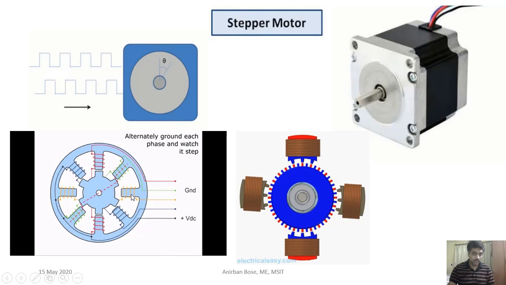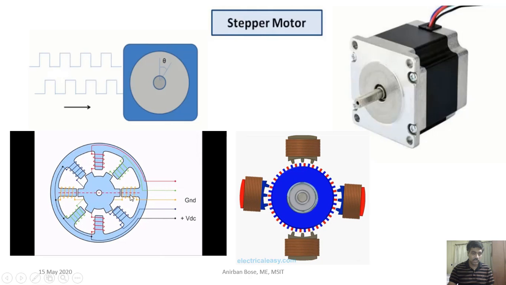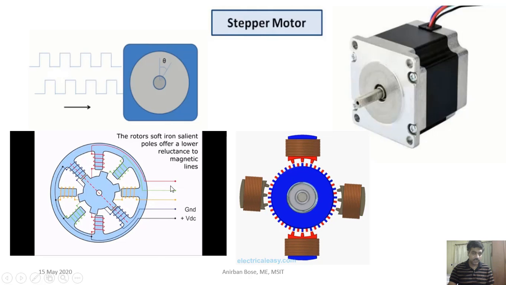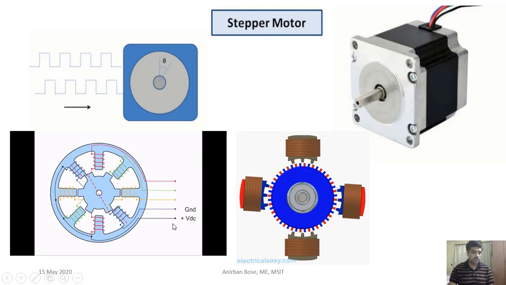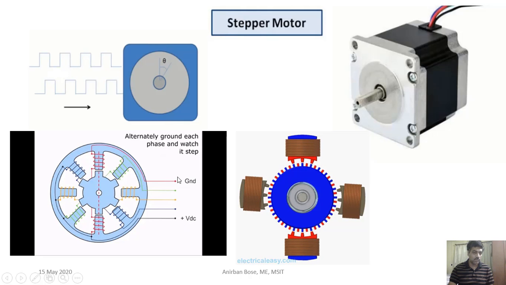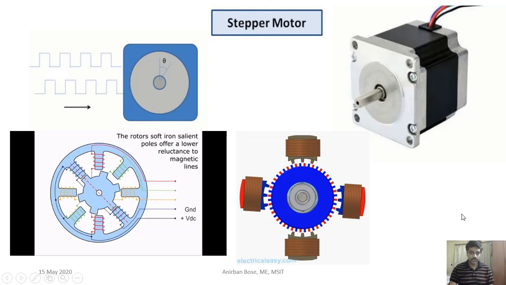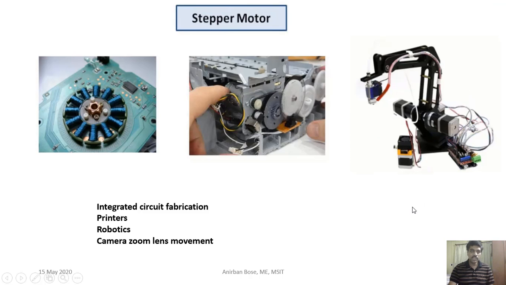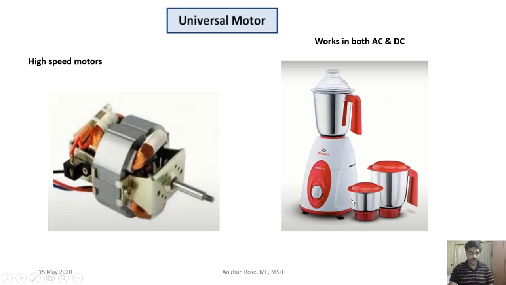Okay, here you can see the different electromagnetic poles are changed by changing their input, and this is controlled by some microcontroller. Okay, but this is a pre-calculated thing. That means it is not a feedback control kind, it is an open loop system. Now for stepper motors, you can see the different applications like in robotic arms, in printers, inkjet printers, these are used, and camera zoom lens movement, stepper motors are used. In integrated circuit fabrication, stepper motors are used.